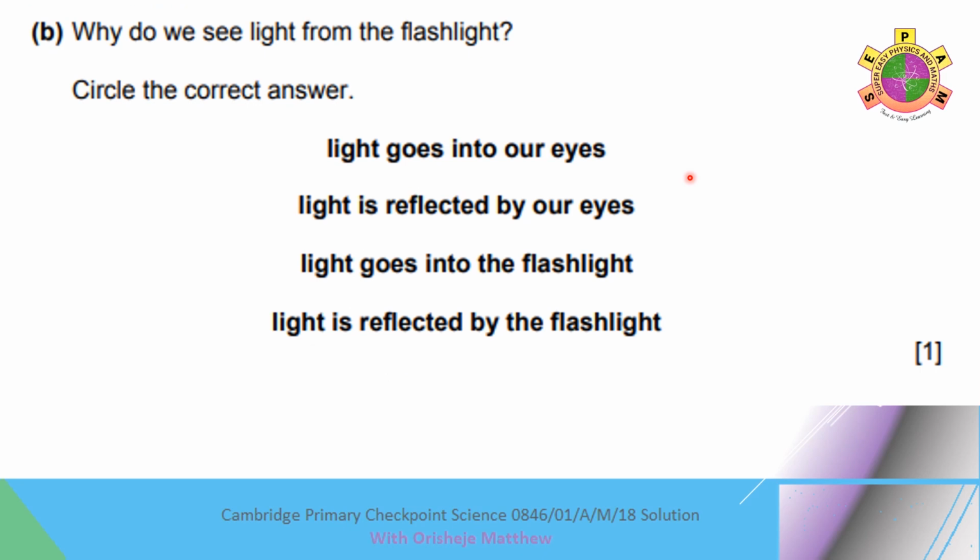B. Why do we see light from the flashlight? What do you think is the answer? Light goes into our eye, because we have organs, part of the eye that is sensitive to light.